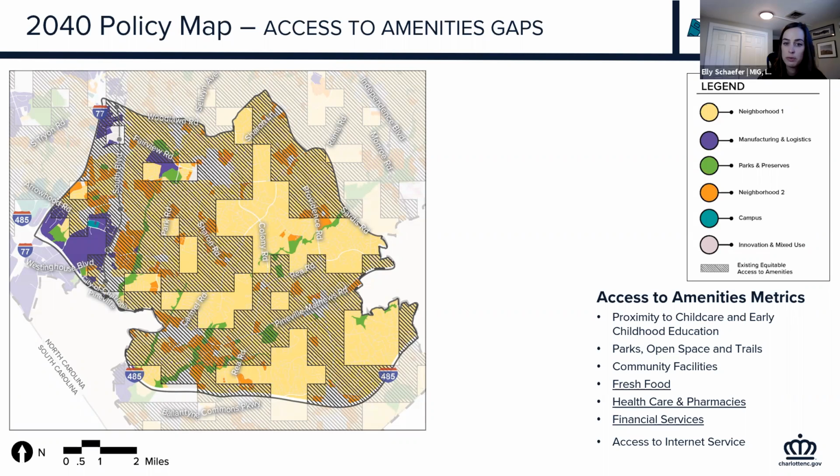The underlying metrics were specifically identified as items place type mapping could help address. So fresh food, access to healthcare and pharmacies, and access to financial services. The items that aren't underlined, again, can really be provided in any place type. So therefore, other tools outside of place types will be explored to help address those items.